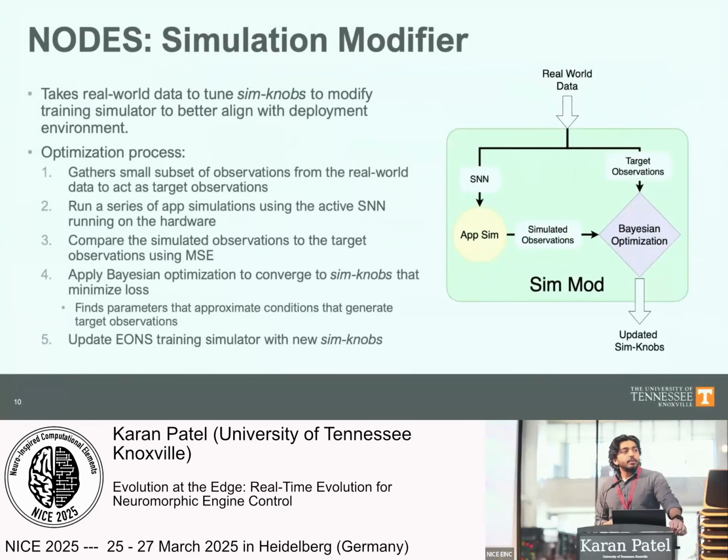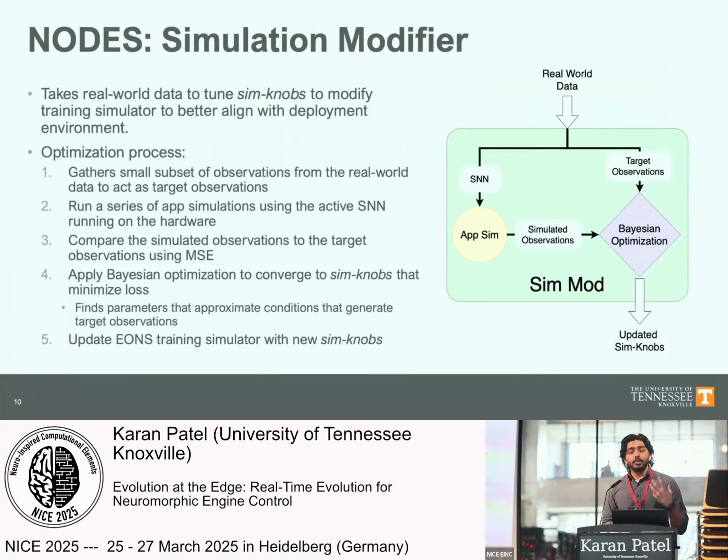And the last element of the nodes framework is the simulation modifier. This process is what allows the system to adapt to the deployment environment by modifying these SimNobs to account for environmental changes during training. And this is accomplished by utilizing the real-world data gathered from the deployment environment, where a subset of these observations are set as target observations.